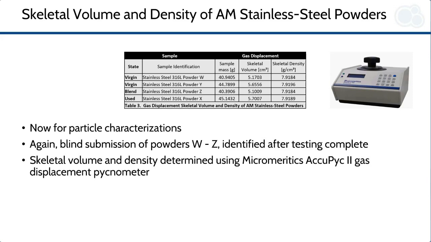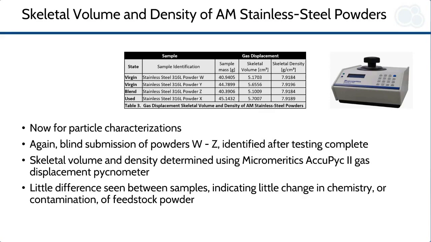A Micromeritics AccuPyc 2 gas displacement pycnometer was used to determine the skeletal volume and density of a sample of each of the 4 powders. There's no significant difference in the skeletal densities determined for these 4 powders, indicating that there has been no significant change in chemistry nor significant contamination from powder usage. Note that the skeletal density is necessary for some of the other particle characterizations to be performed later.